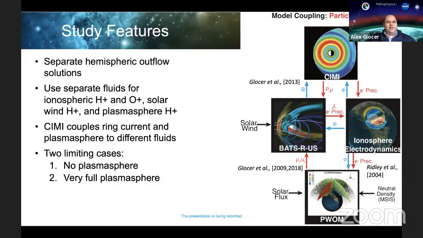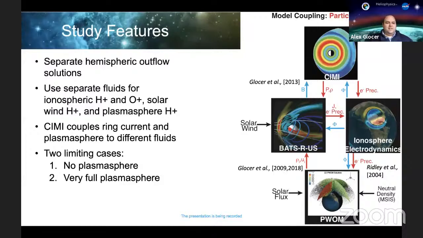So, some other features of this study are that we're introducing now separate hemispheric outflow solutions. So the northern and southern outflow solutions are solved separately, and also set the inner boundary conditions of BATS-RS separately as well. So if you have asymmetric ion outflow, you will get asymmetric provision of that outflow to the magnetosphere. And we've expanded the SIMI coupling, as I've said.